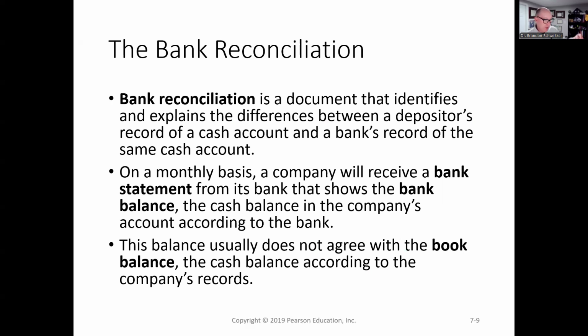Fancy terms for just saying, hey, I got this document at the end of the month from the bank. It shows me all the cash that went into the bank, all the cash that went out of the bank. The cash came in from our customers, checks and cash receipts, and then cash went out from the bank through the payment of bills by checks, right?